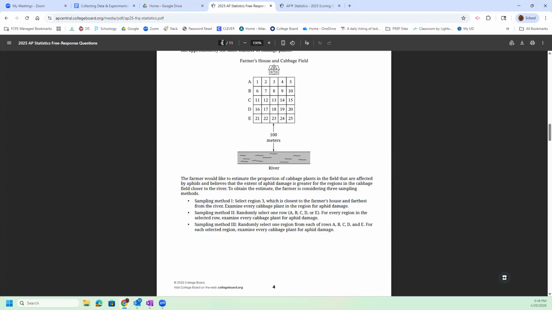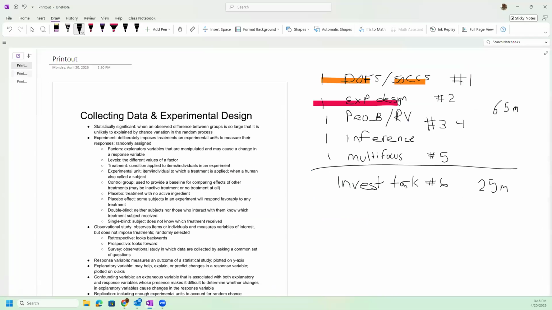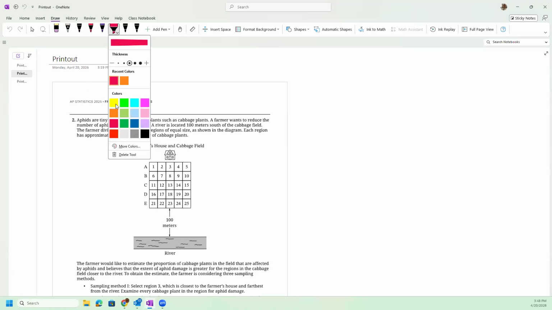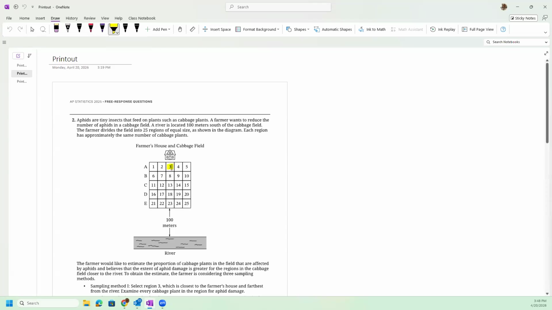So where he wants to go is here. Let me go back to my question because I can draw on it a little bit better. What he wants to do is go to this region right here. This is where he wants to survey. So, can anyone tell me what kind of issue might come into play with what he wants to accomplish and what he's doing with region 3? Again, he wants to see aphid damage. He believes that aphid damage is worse closer to the river. What kind of issues has he introduced to his study in this case?